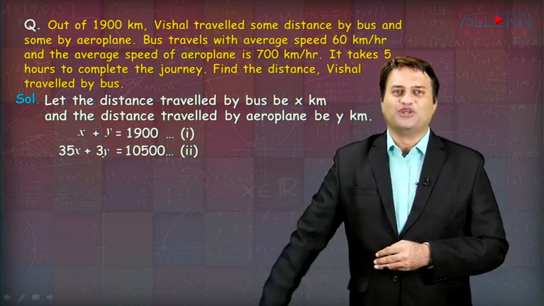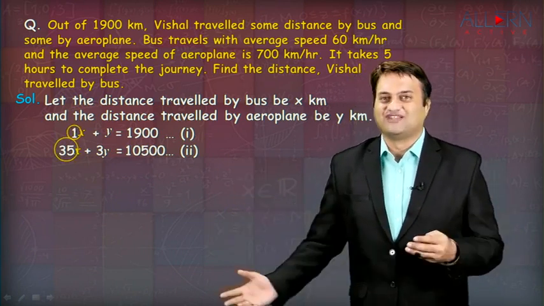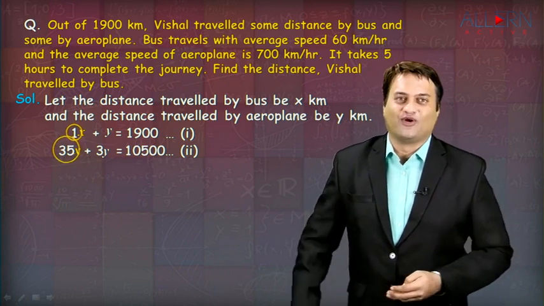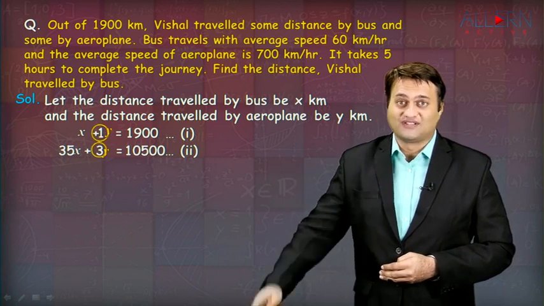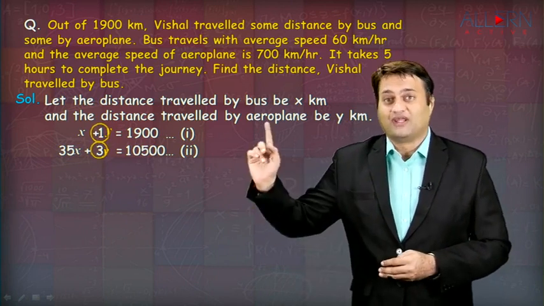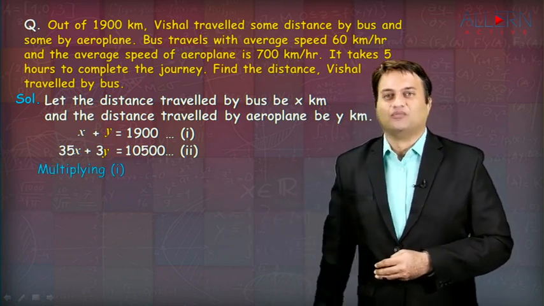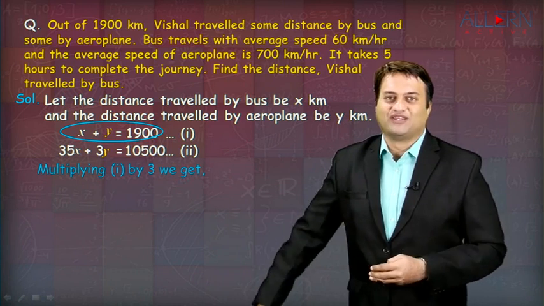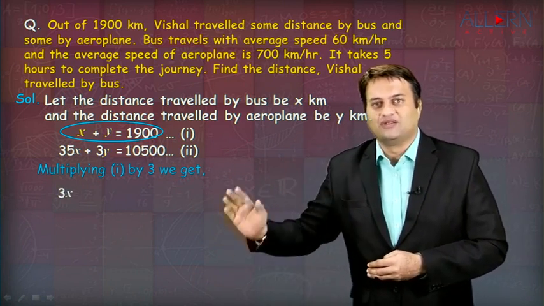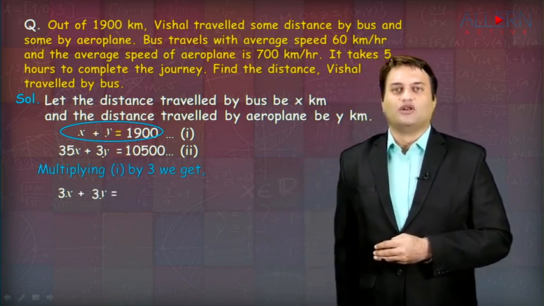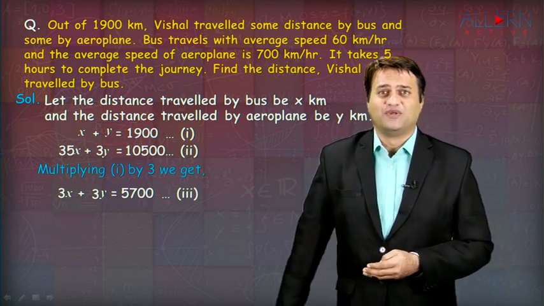Let us solve these two equations by the method of equating the coefficients. Look at the coefficients of x. The coefficients are not the same. You cannot eliminate x. Look at the coefficients of y. The coefficients are not the same. We cannot eliminate y, but we can definitely make the coefficients of y same, right? And to do that, we'll have to multiply the first equation by 3. So let's do that. When we multiply the first equation by 3, we get 3x plus 3y is equal to 5,700. 1900 into 3, right? Let this be the third equation.